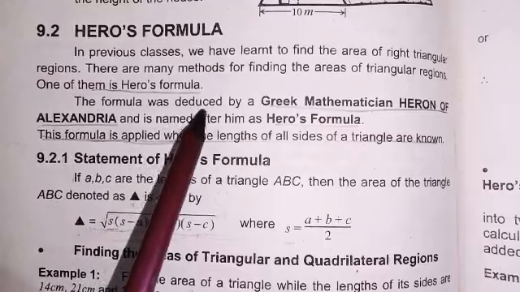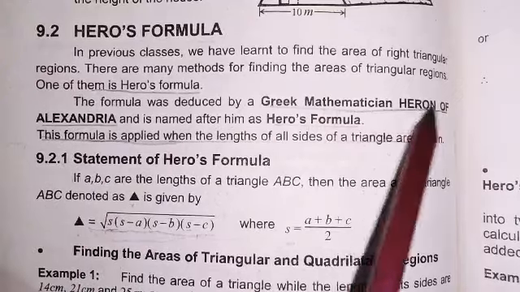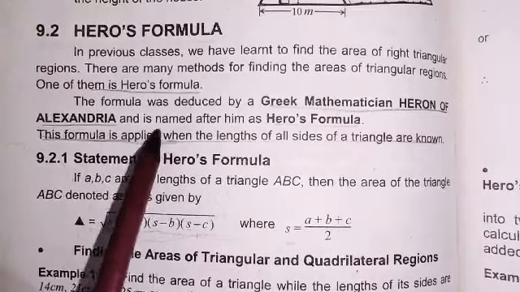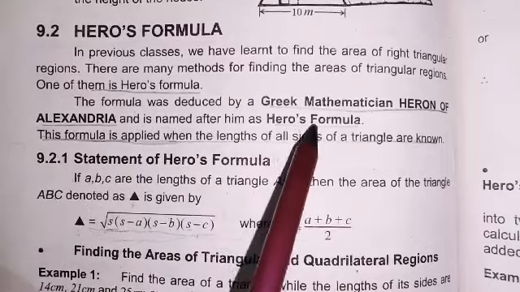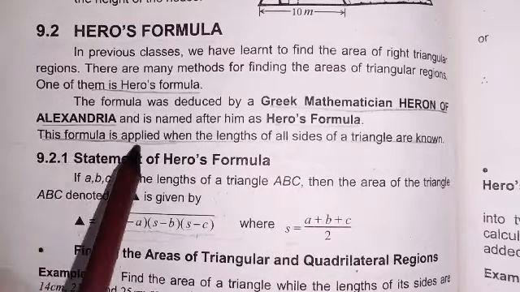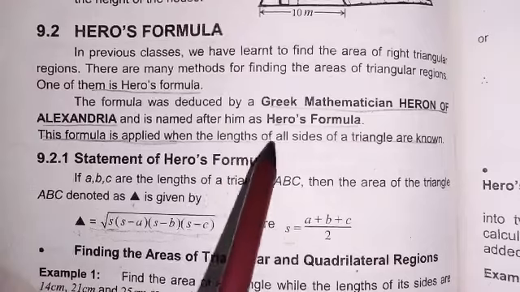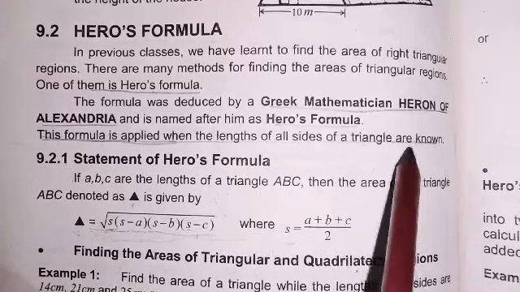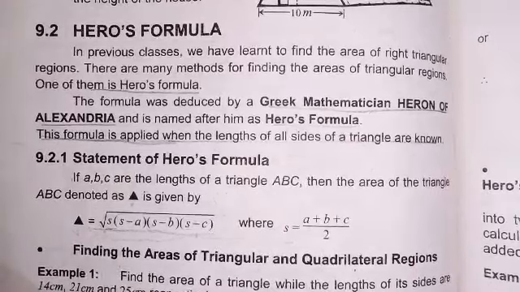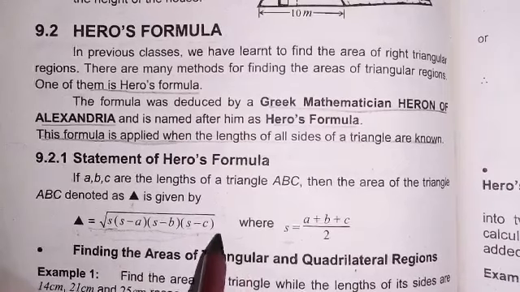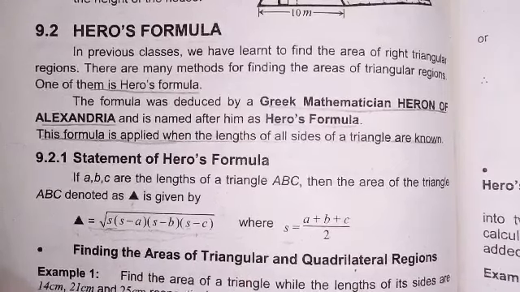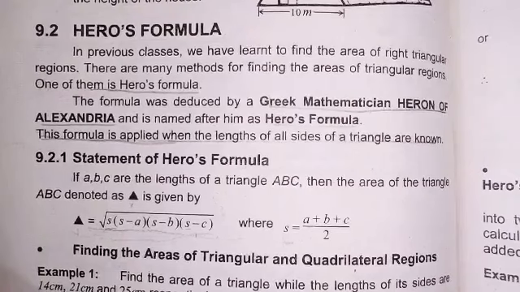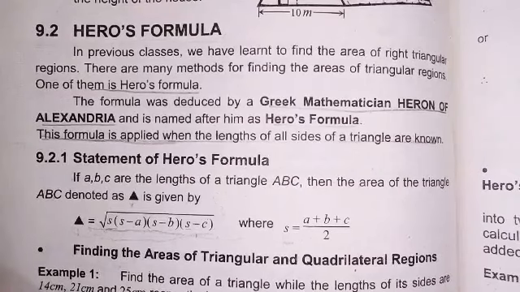Now students, here is our introduction. The formula was deduced by a Greek mathematician, Heron of Alexandria, and is named after him as Hero's formula. This formula is applied when the lengths of all sides of a triangle are known. If any length is unknown, we cannot apply this formula to find the area. So students, let's start our exercise number 9.2.